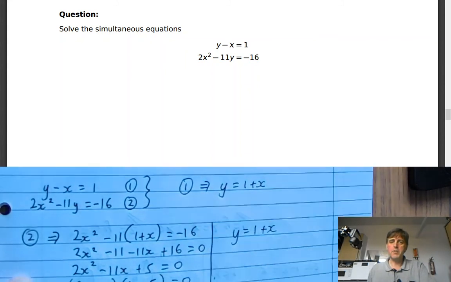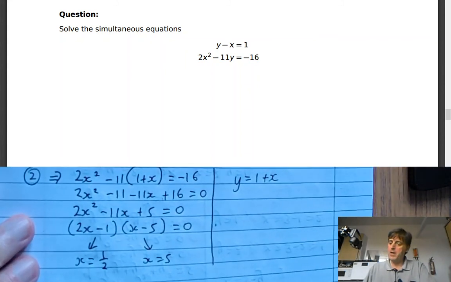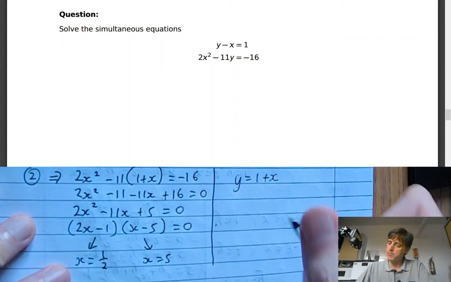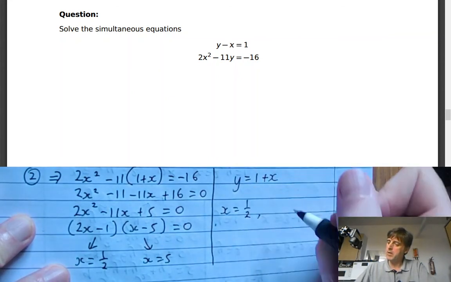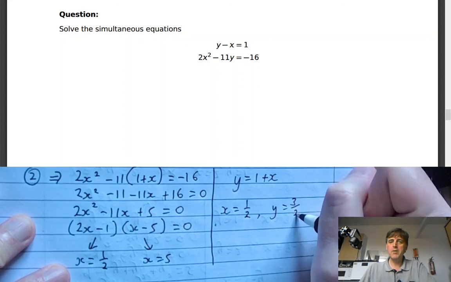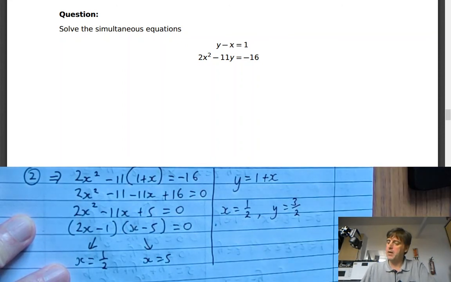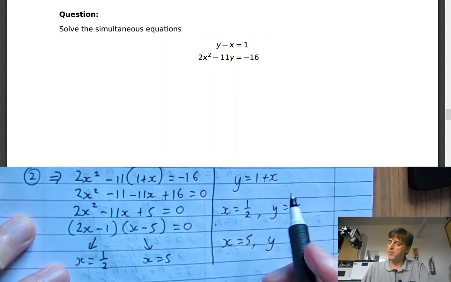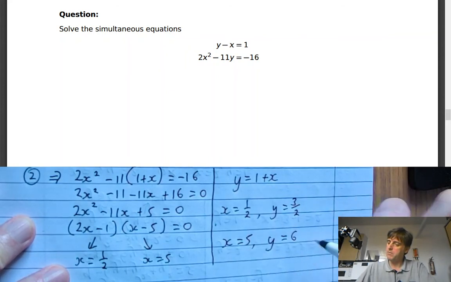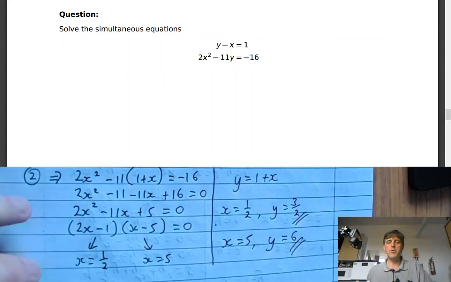So let's substitute in each of our x values one at a time. If x equals 1 over 2, then 1 plus 1 over 2 is going to be 3 over 2. So there's one of our solutions: x equals a half, y equals 3 over 2. And of course the other solution is if x equals 5, then y is going to equal 1 plus 5, which is of course 6. So those are the two solutions that you should have ended up with.